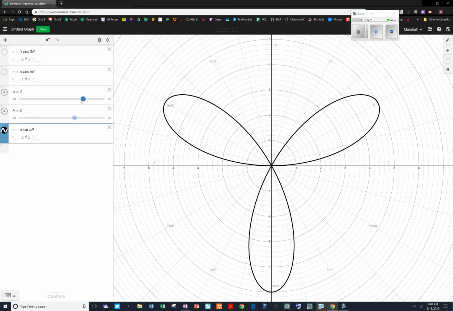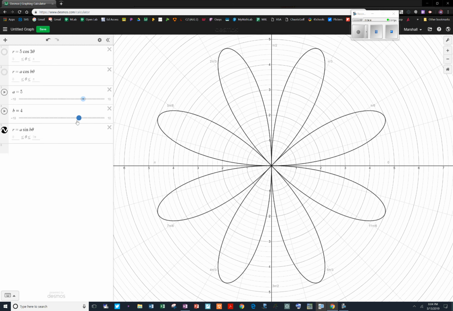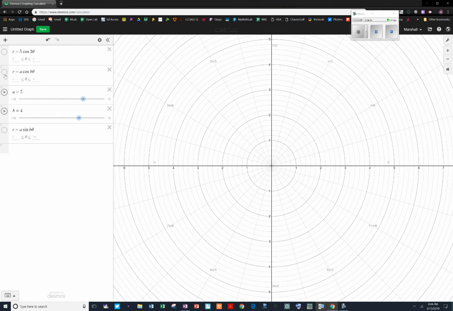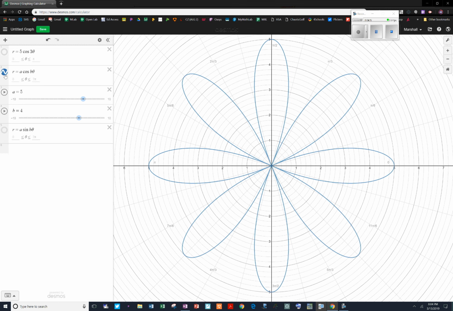And I say odd number of petals because if I switch this now to, let's go up to 4. Now I have 8 petals. Notice the sine graph here, we are symmetric in both axes. In the cosine graph, we will also be symmetric in both axes, both x and y. So if you have an even number of petals, it's symmetric in both axes. So let's talk about that rose graph now a little bit more on our actual notes.